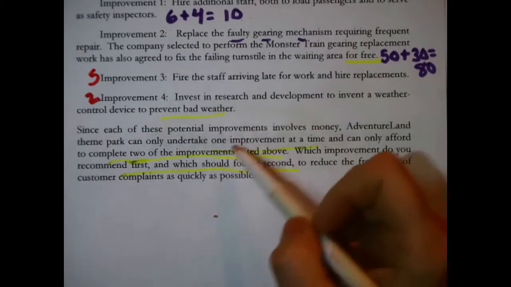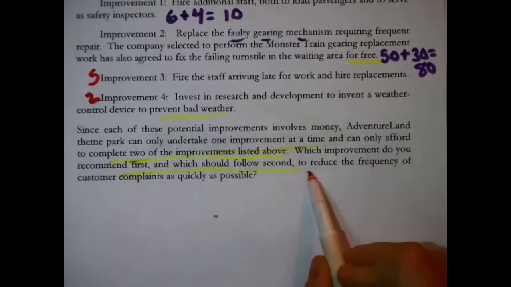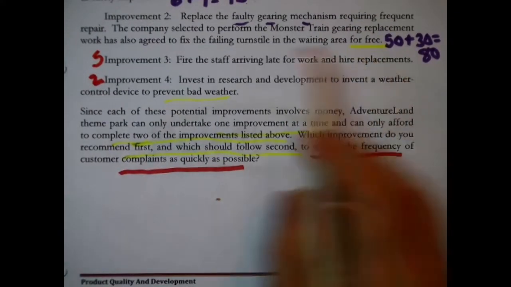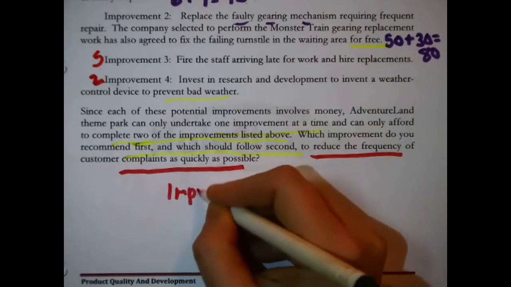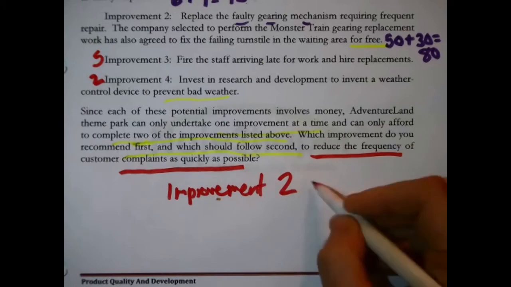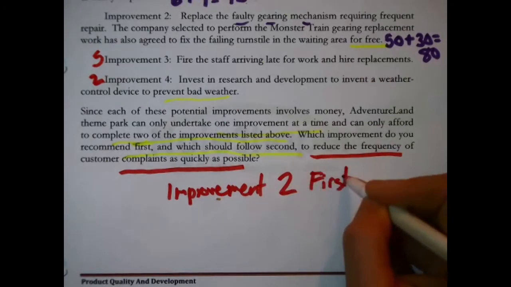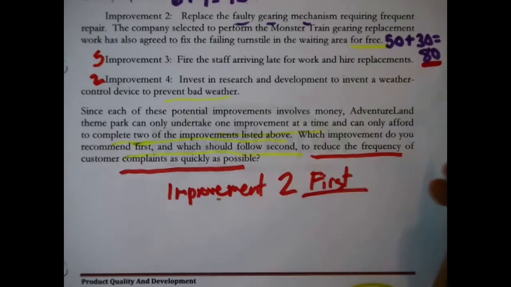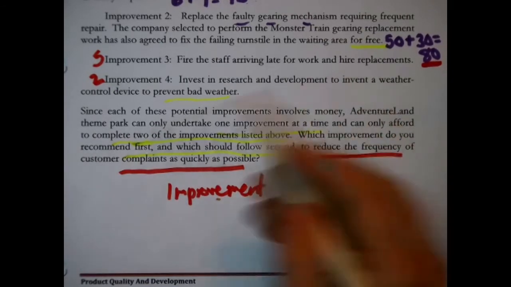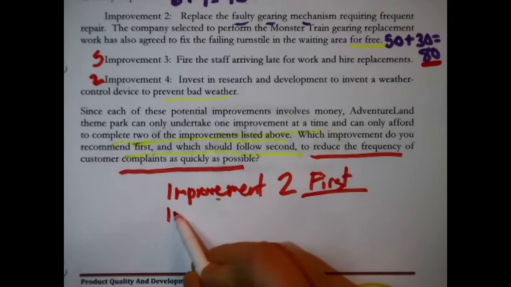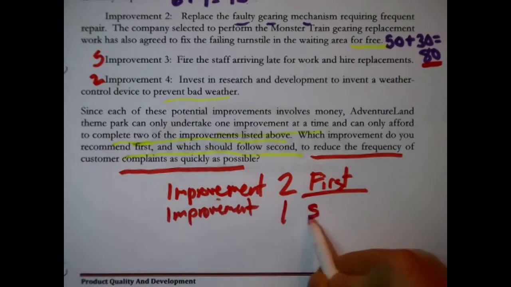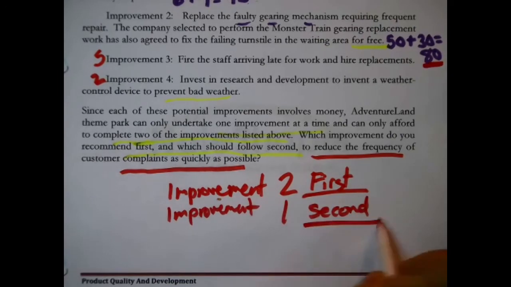Well, okay. If they can only follow 2 improvements, now notice this, to reduce the frequency of customer complaints as quickly as possible, then improvement 2 is definitely first. Improvement 2 first, right? Because that would have helped in the past 80 times out of the past 10 weeks. And then who's the next one? The next one's improvement 1. Improvement 1, recommend that one second.